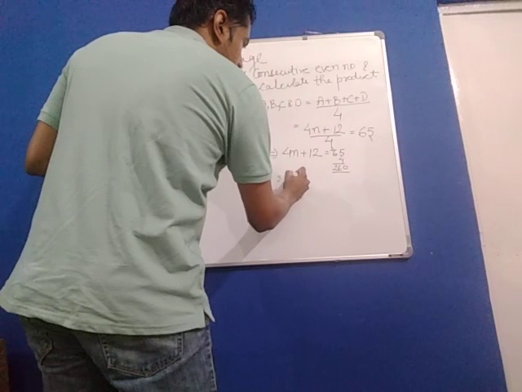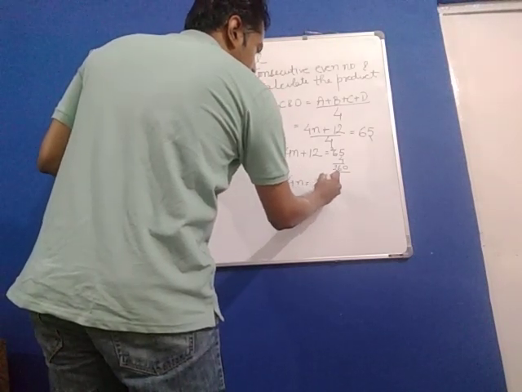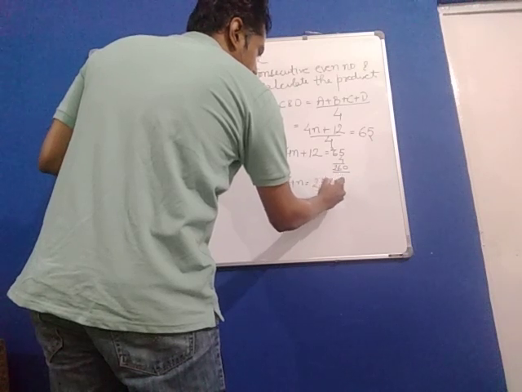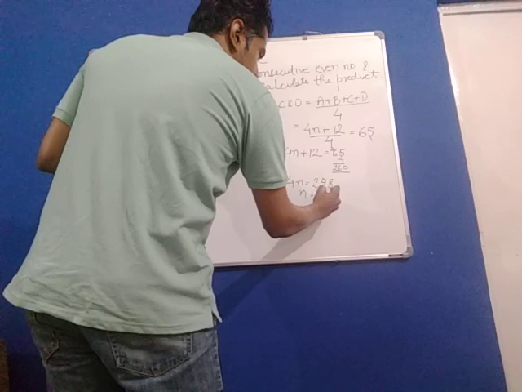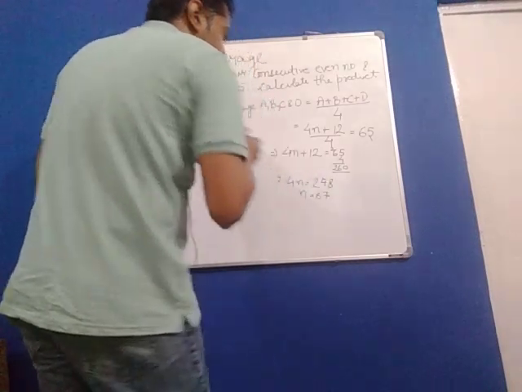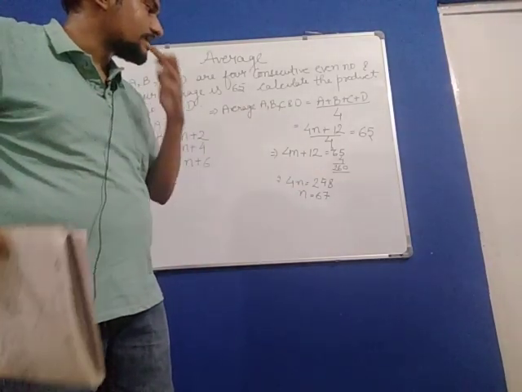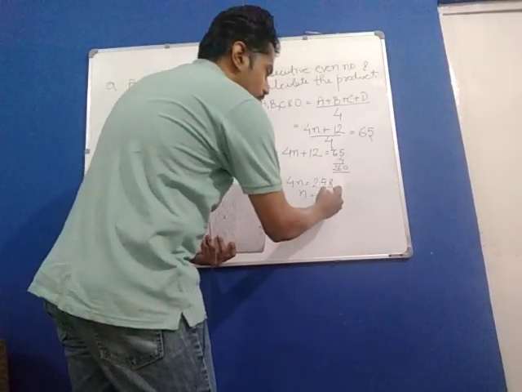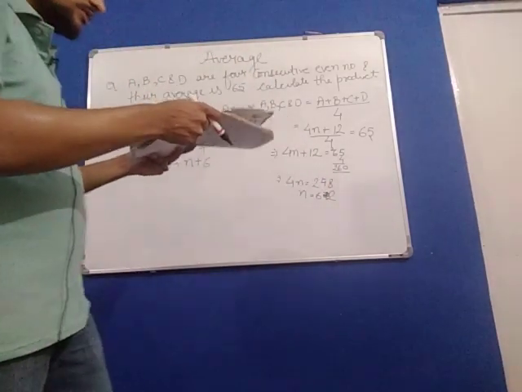So we are going to get 4n is equal to 248 and n is equal to, 4 5 are 20, 4 6 are 24 and 4 2 are 8. That is, n is going to be equal to 62.